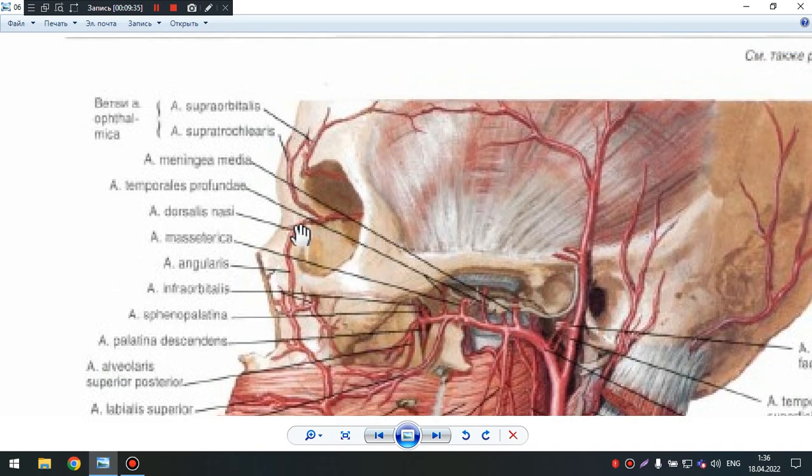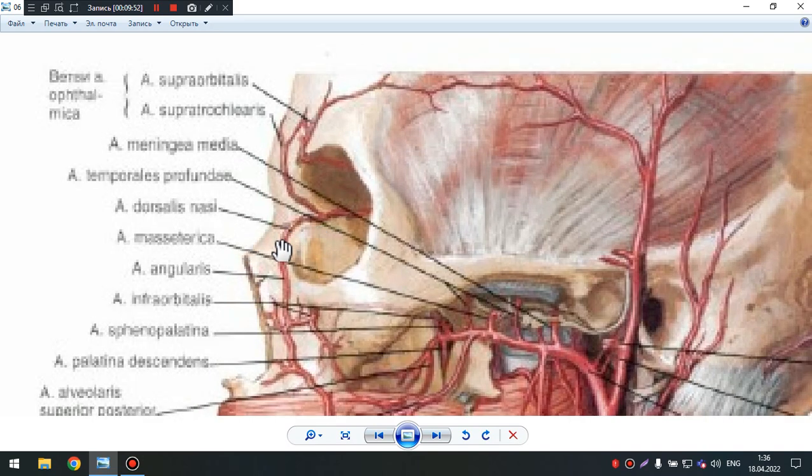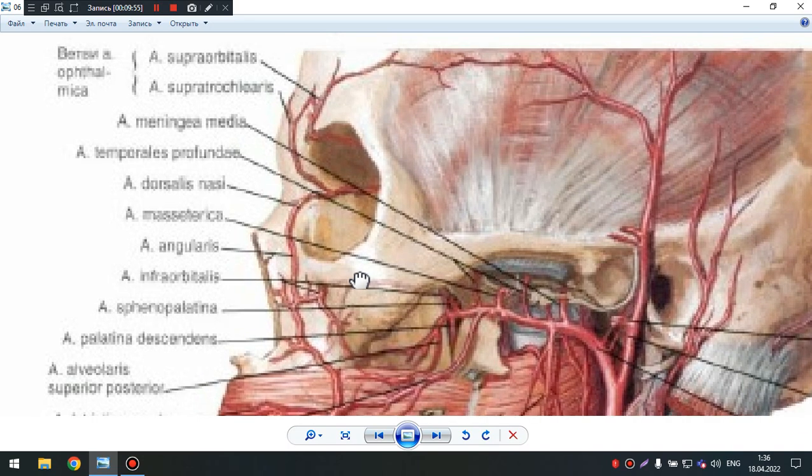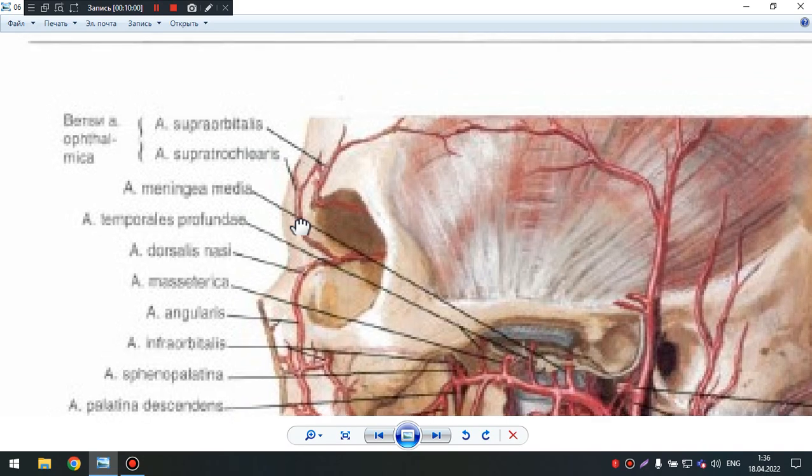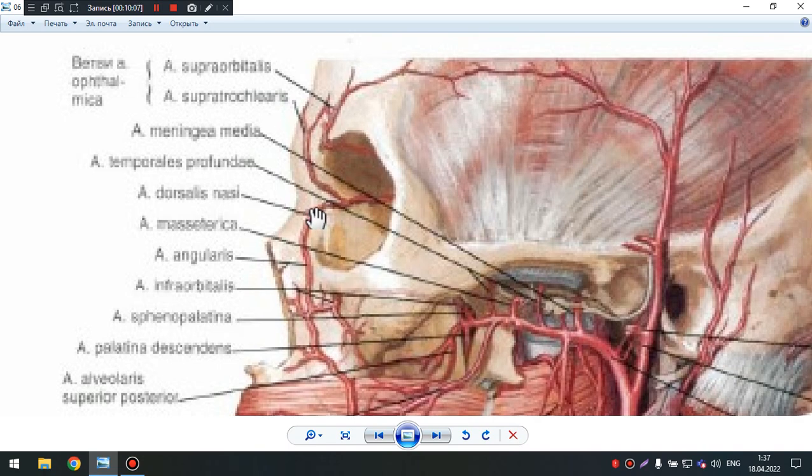Angular artery directs to the middle angle of the oral rima. It supplies blood to the outer nose, gives the outer nasal branches, and supplies the skin, muscles, and bones of the infraorbital region. Near the glabella, this artery anastomoses with the dorsal nasal artery, arteria dorsalis nasi, from the ophthalmic artery.